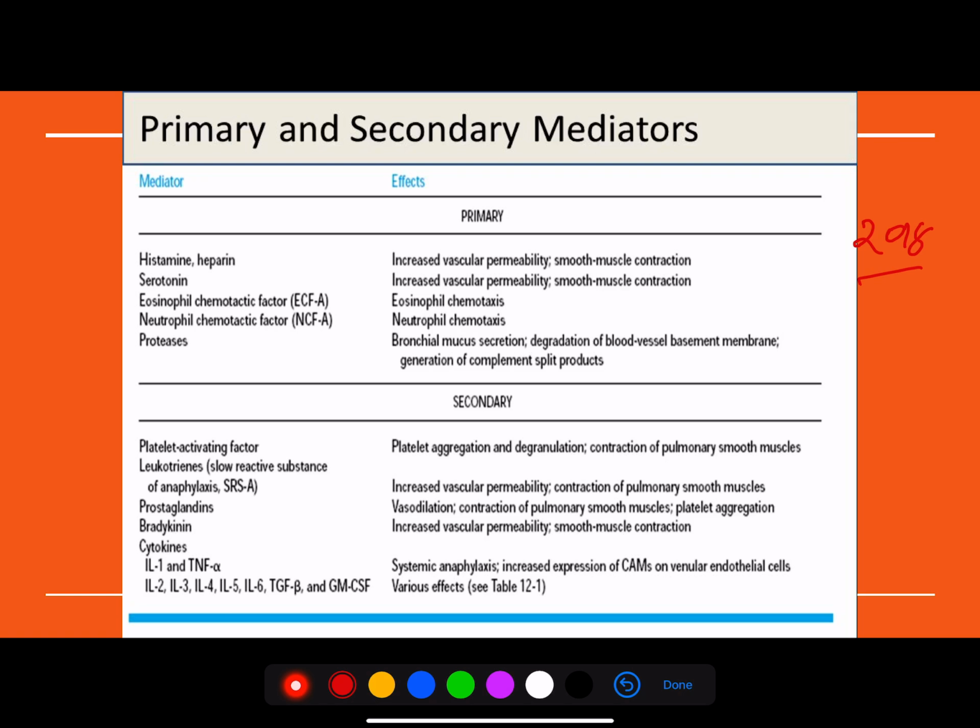And next comes a question that I think, if I'm not wrong, is from 2018 NEET: primary and secondary mediators. What are primary mediators? What are secondary mediators and what are their functions? Please list out, at least remember the names.